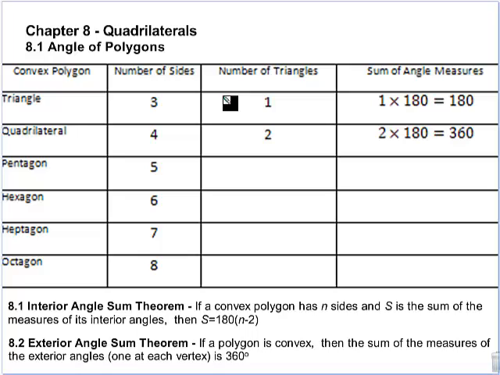All right, so like I said, we were venturing out of triangles and into quadrilaterals. Ooh, moving up in the world. Yeah, moving up in the world. So, quadrilaterals.